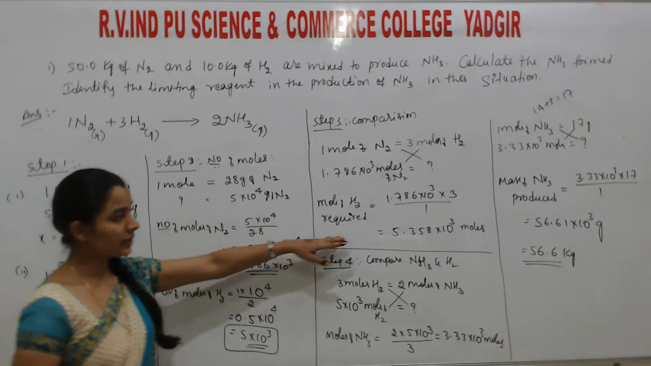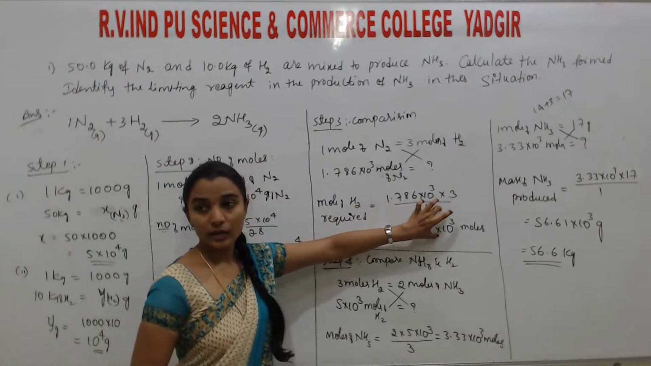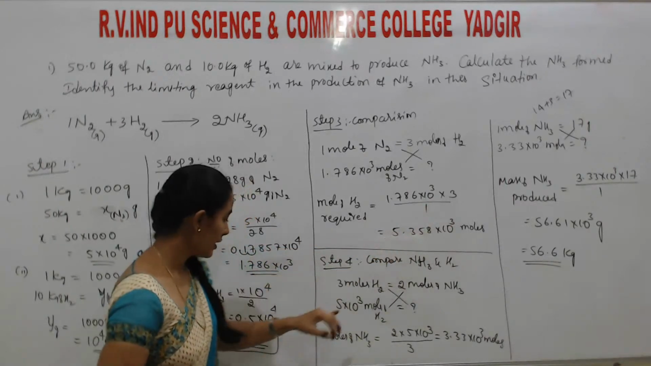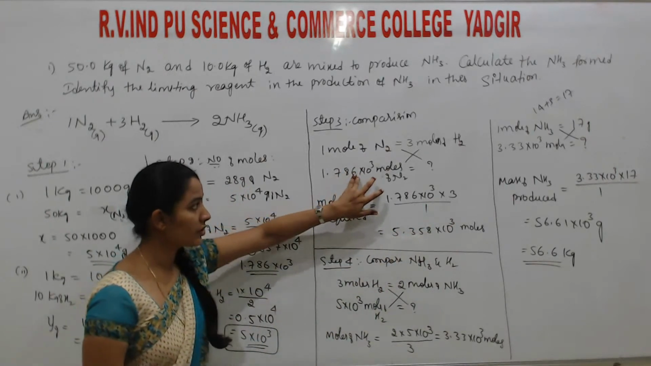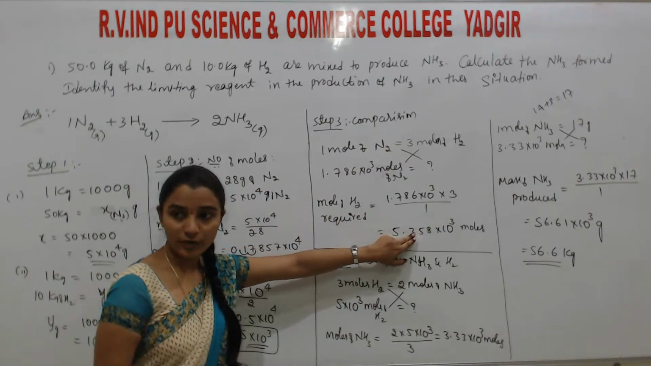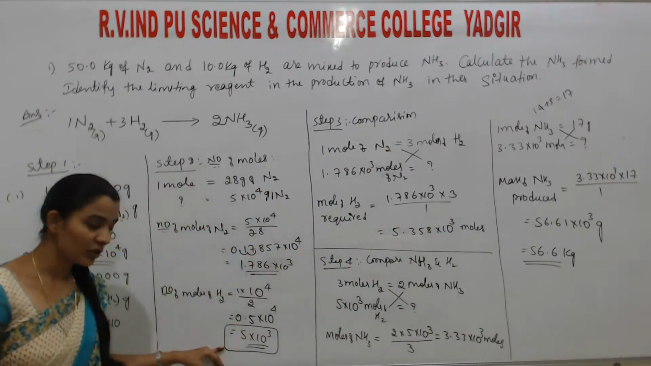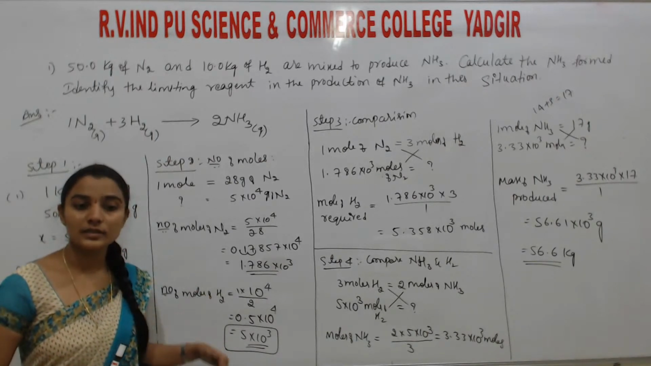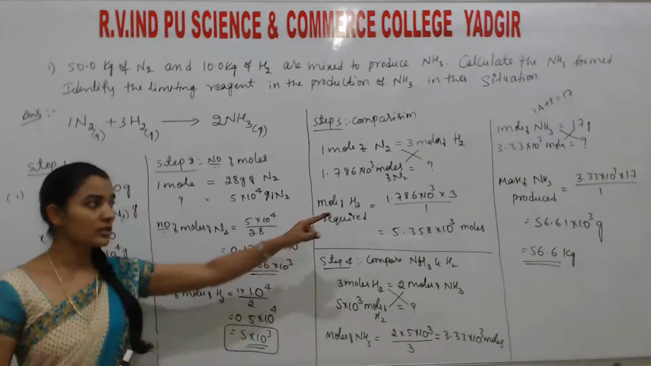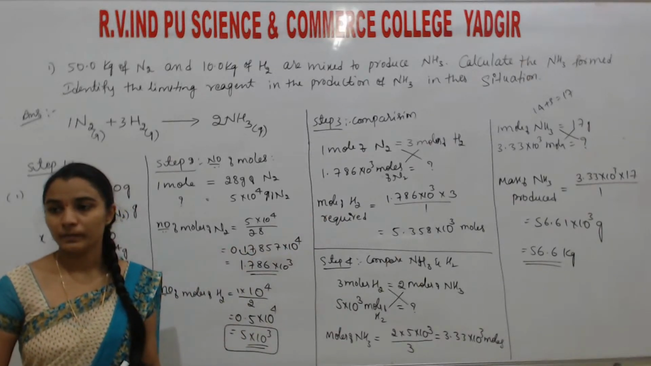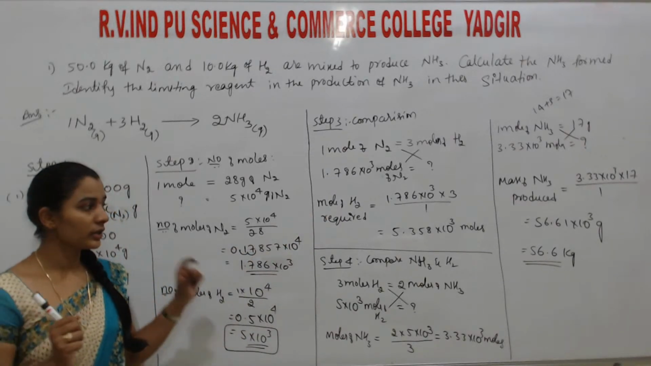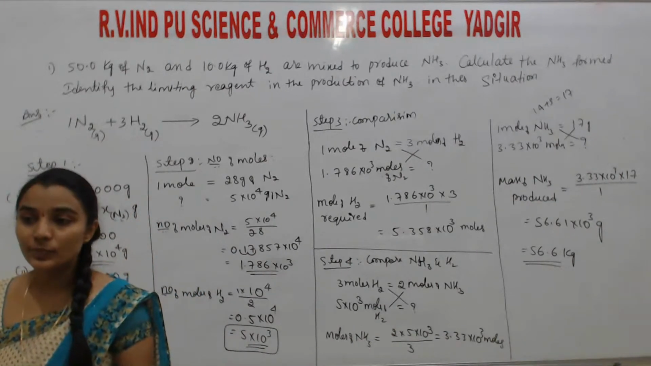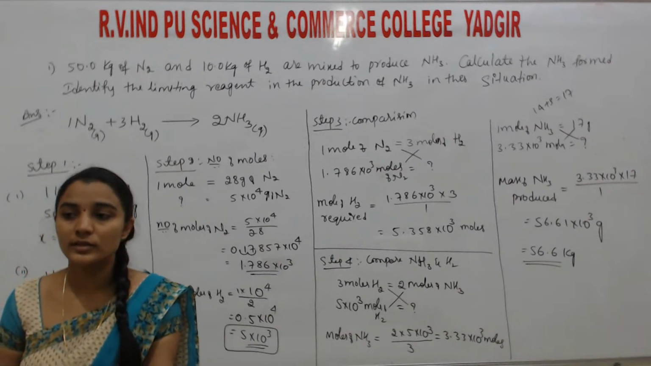Listen, which one is the limiting reagent here? H2. Because the H2 we require for this much N2 is 5.358, but the availability of H2 is only 5. So this is less in number, which means this is the limiting reagent, which controls the product formed. Understand? This is a very important problem.